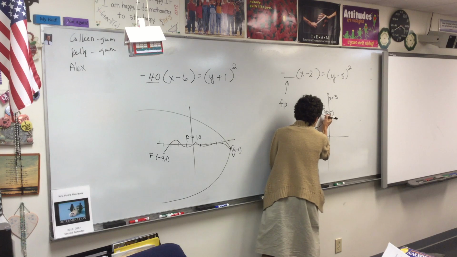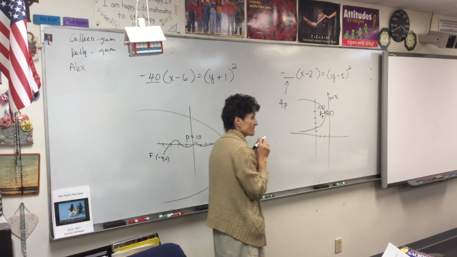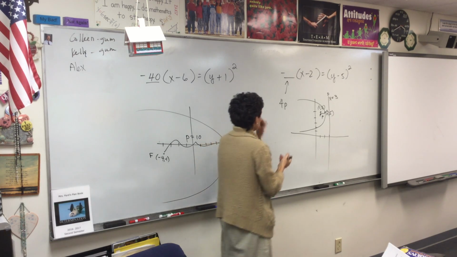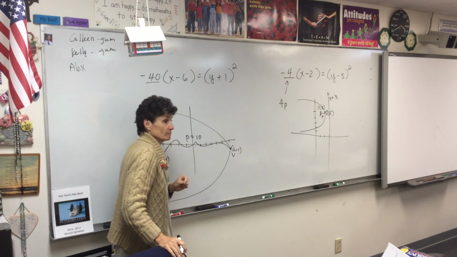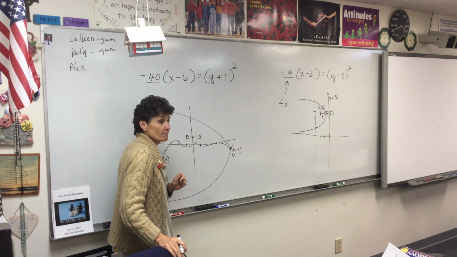What is p in this problem? It's much smaller. This is p right here. What is p this time? P is 1, which means the number that goes in the equation is 4, because in the equation goes 4p.